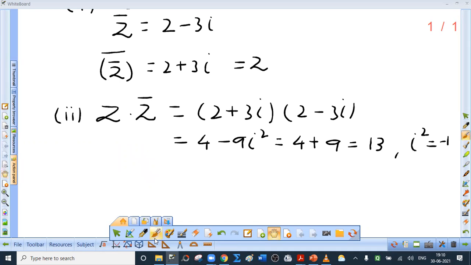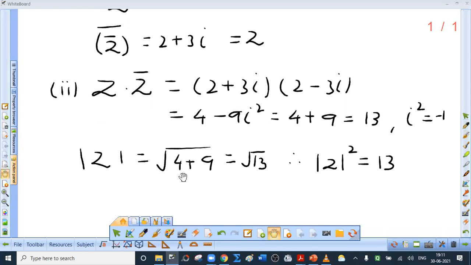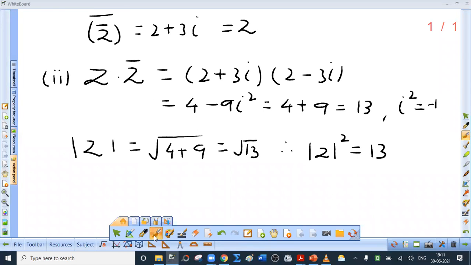Okay. Now it is mod z. It is root of 2 square, that is 4, plus 3 square, 9. So root 13. So it is square of modulus z. It is 13. Therefore, z into z bar is nothing but mod z square.